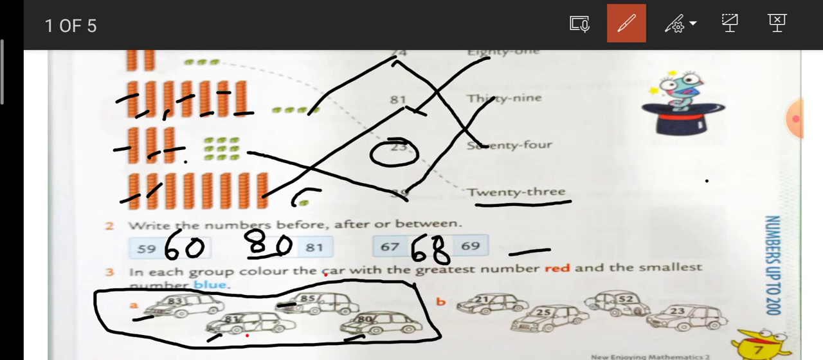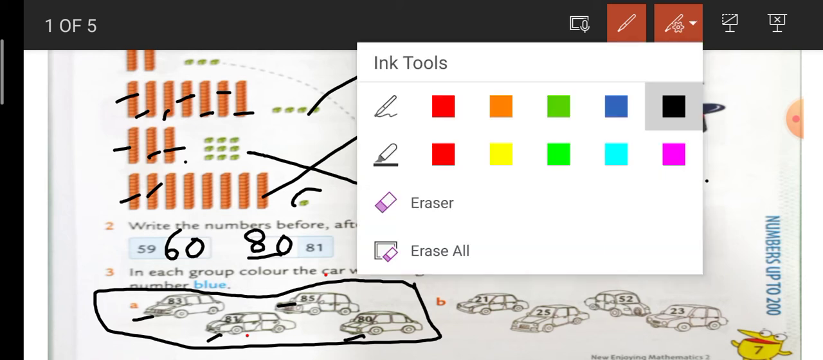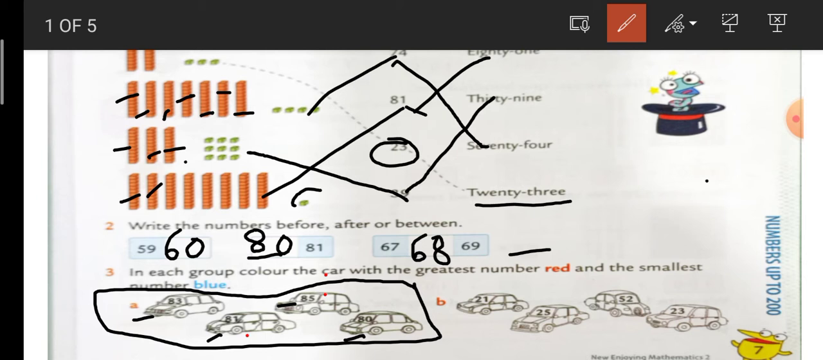Which is the biggest number, greatest number? Greatest number is 85. The greatest number is to be colored in red. So 85. And then smallest number in blue. So 80 is the smallest number. See if this helps. But you can color because you have your color pencils and your textbook properly with you. Now similarly, the next one.